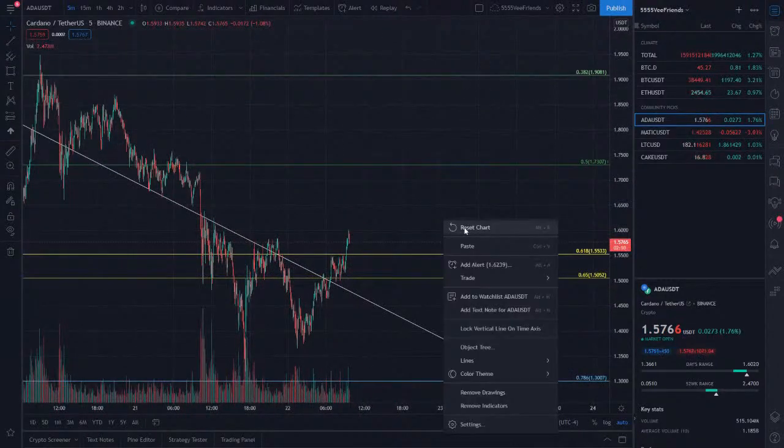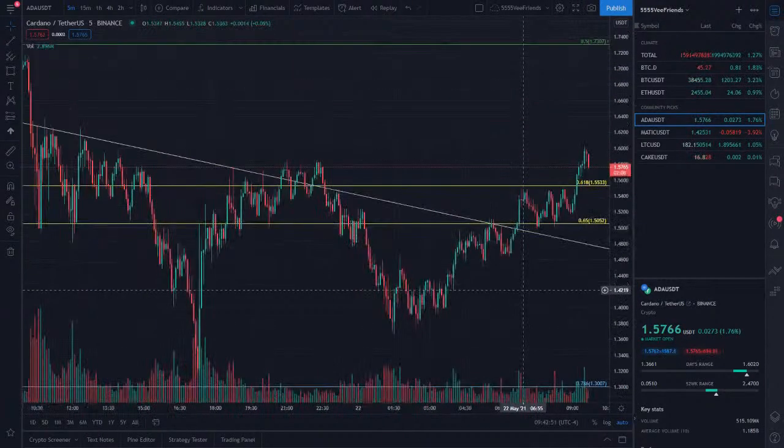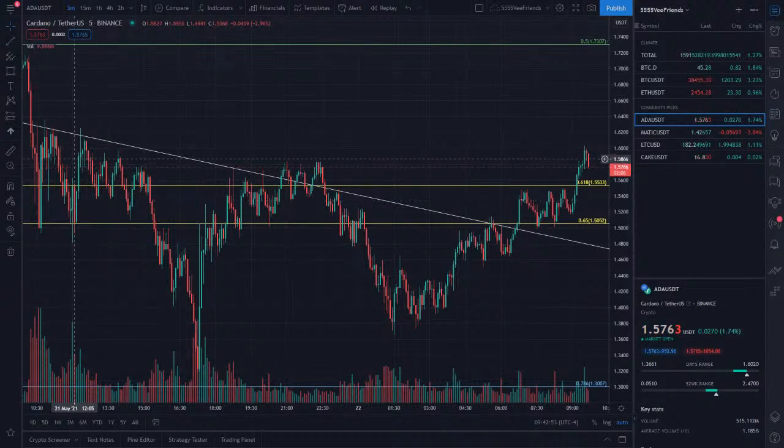So let's see what kind of action's going on in here. Trying to find it as support, fell through, hit down here, violent move up, tap, tap, tap, broke through, gets rejected, up, and we're over. So we're over this line.